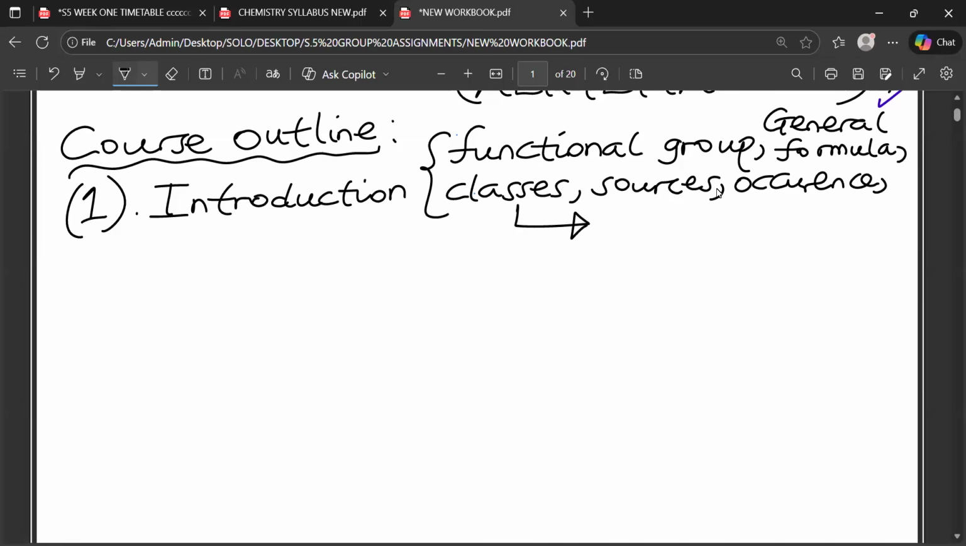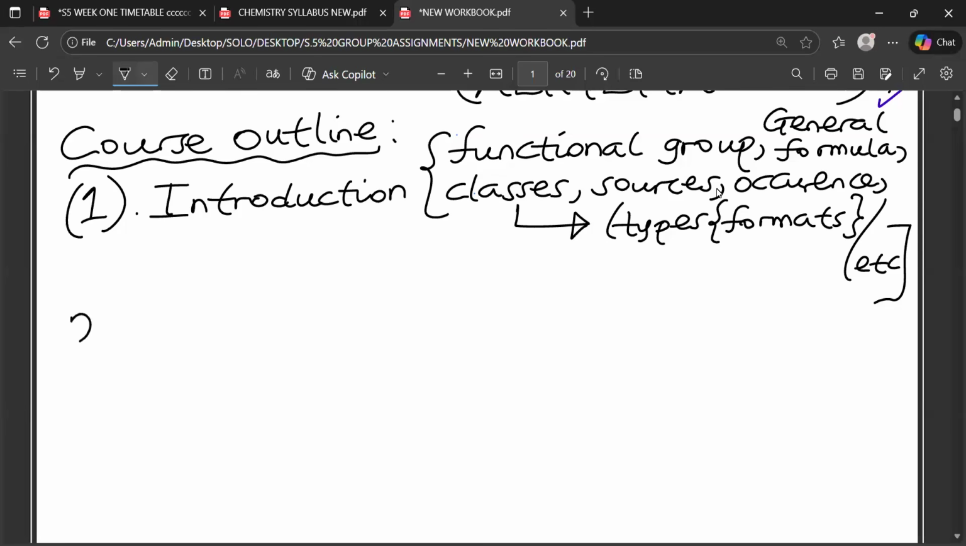Classes sometimes, like for this very case of alkyl halides, we can have classes. We can also have types. For me, I can call them formats, and so on. That's always part of the introduction, so you be ready. We shall share those learning outcomes.